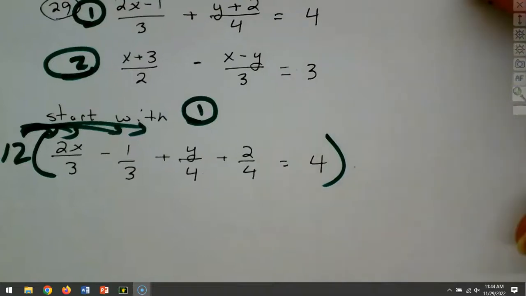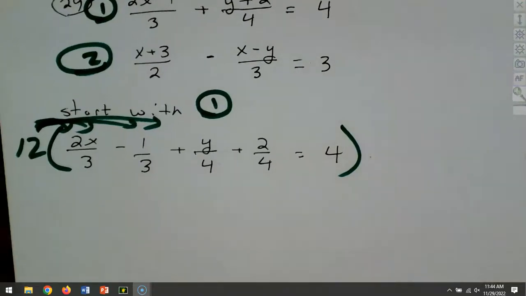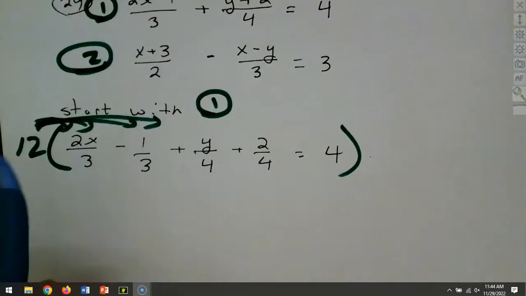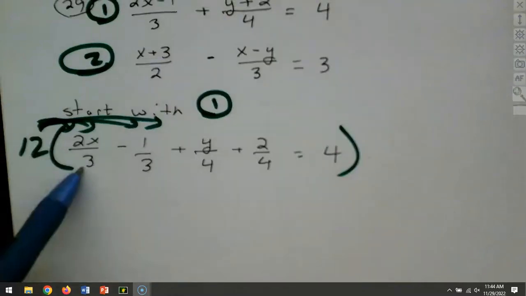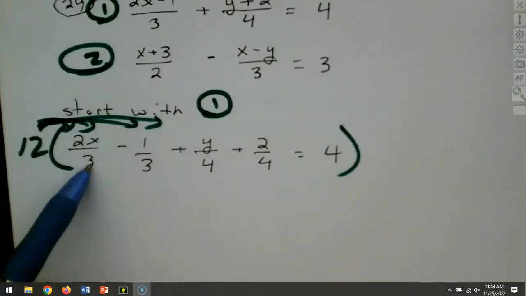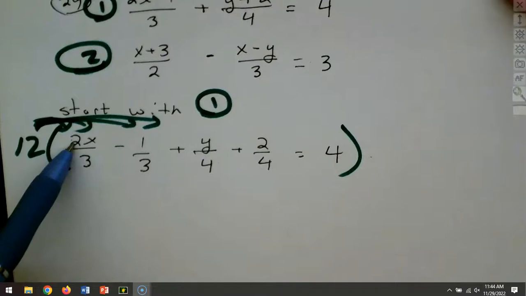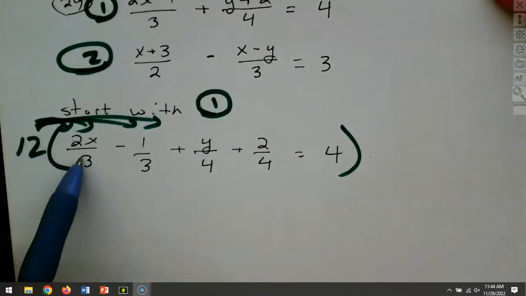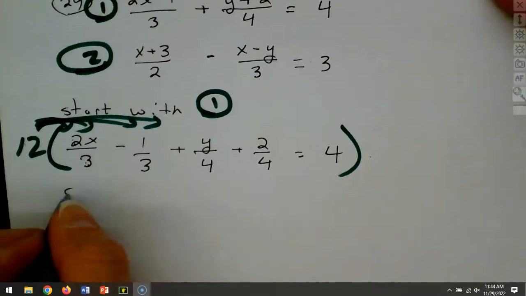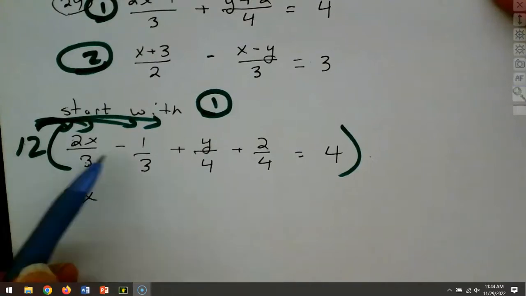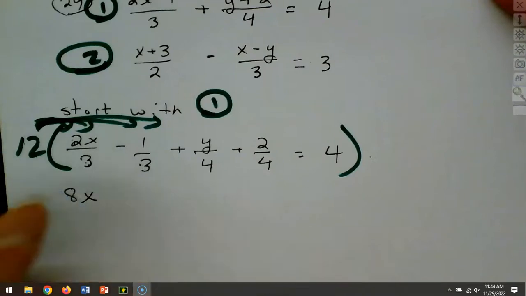Okay, so go ahead now and distribute the 12 through. So what do we do? Divide, multiply. Divide by the number below, multiply by the number on the top. So 12 divided by 3 is a 4. 4 times 2 makes it an 8x. 12 divided by 3 is 4 times a negative 1 makes it negative 4.